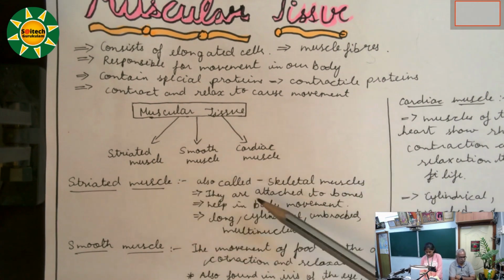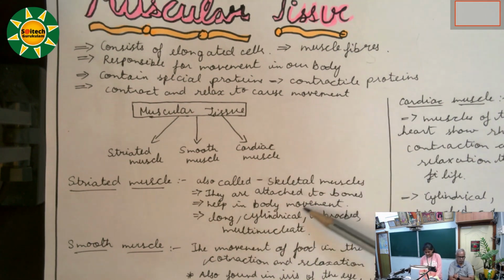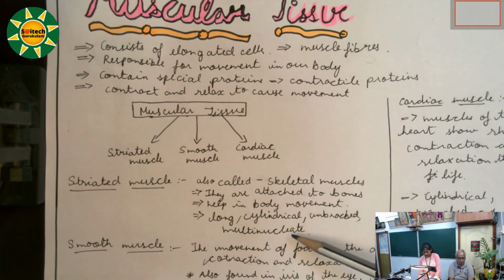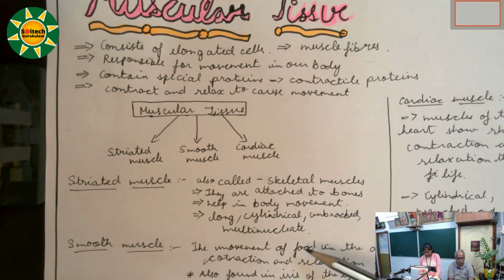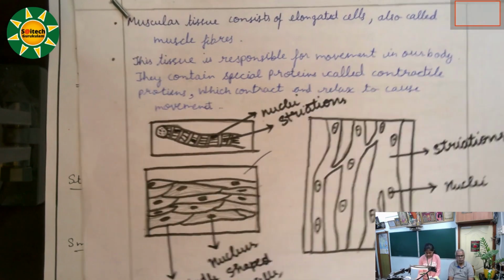Striated muscle, also called skeletal muscle, is attached to bones and helps in body movement, and it is long, cylindrical, unbranched, and multinucleate. Can you show me the diagram? So this is striated muscle.